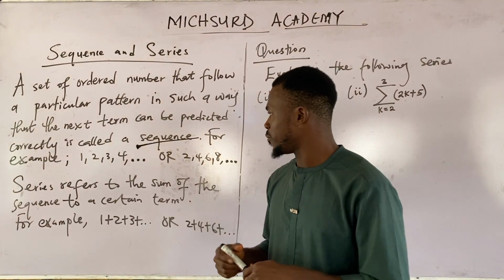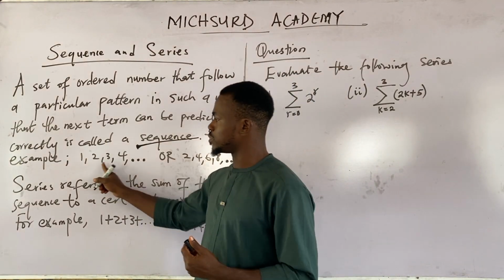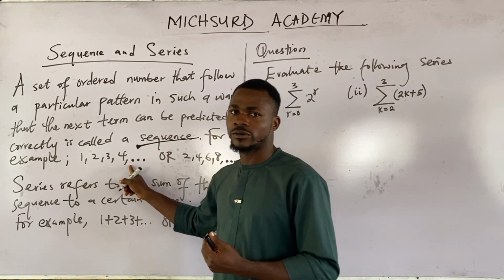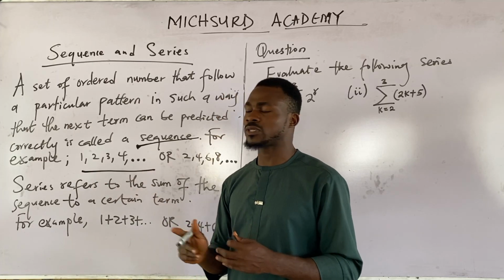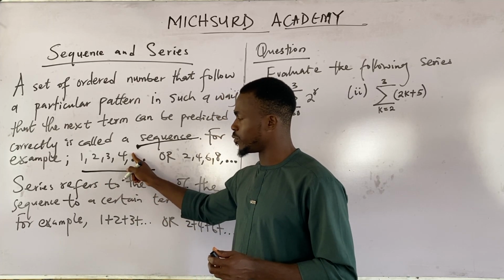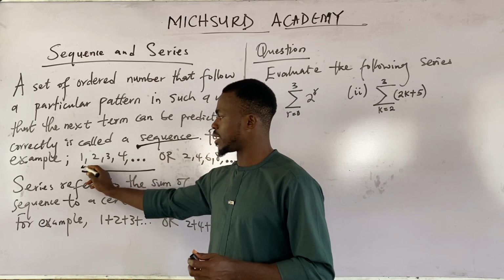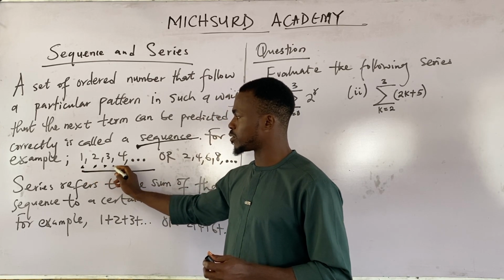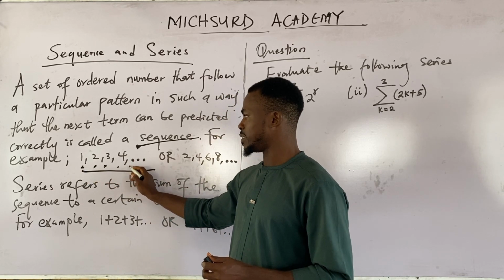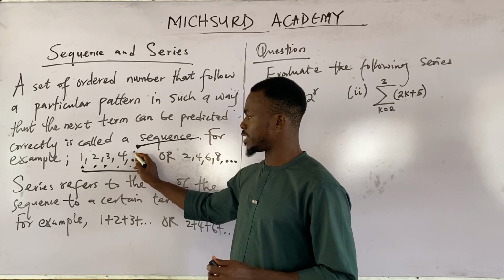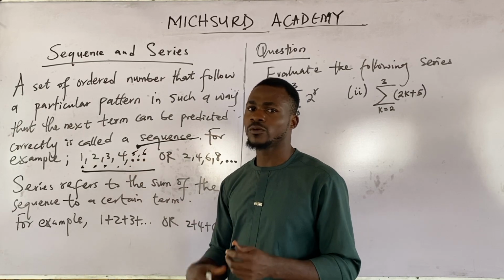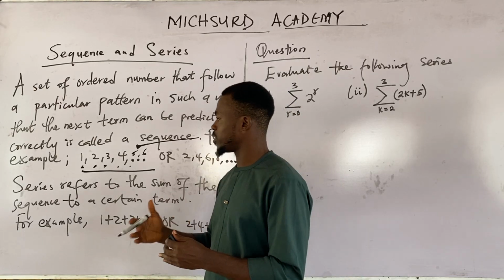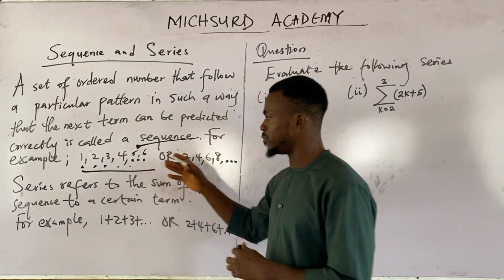For example, we have 1, 2, 3, 4, and so on. This is an example of a sequence, because I can tell the next term to be what? To be 5. So this is the first term, this is the second term, this is the third term, this is the fourth term, then this is the fifth term. So the fifth term is 5, the sixth term can be what? 6. So we can predict the corresponding terms of the sequence.